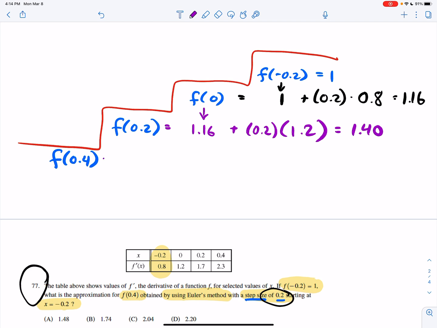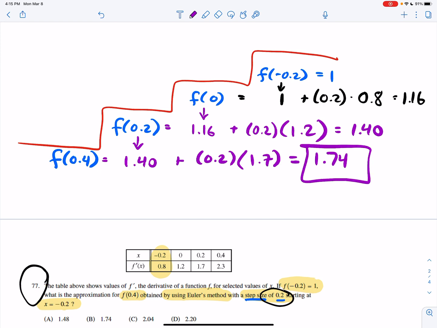Okay, so the last one. We use the previous value, so f of 0.2 is really 1.40 plus the same step size times the derivative of the previous x coordinate. So the derivative at 0.2 is 1.7, which equals, I'm actually going to type this out, 0.2 times 1.7 plus 1.4. So we get 1.74, which is what we're looking for.